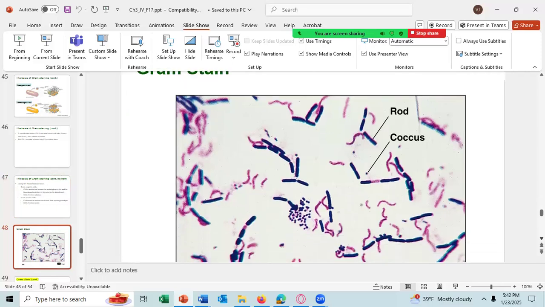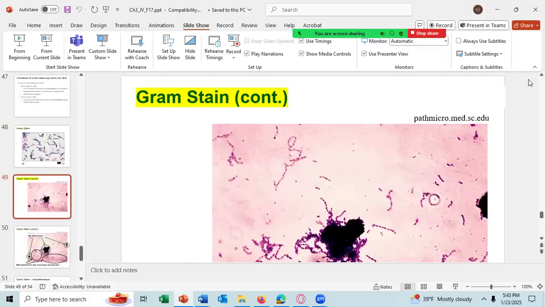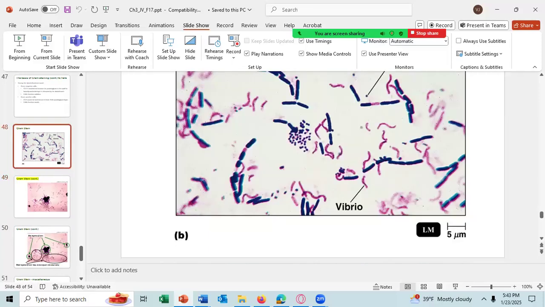You were looking at a gram stain: a gram-positive coccus, a gram-positive rod, a gram-negative spiral, or spirillum, and a gram-negative rod. Any question about any of that? There are no gram-negative cocci in this specimen. Any question about anything? Shrink that down a little.